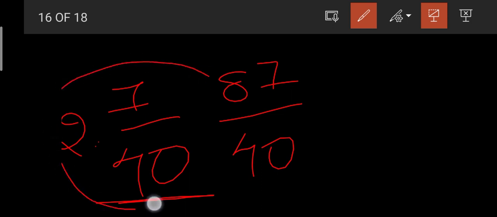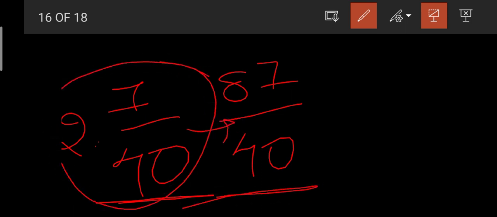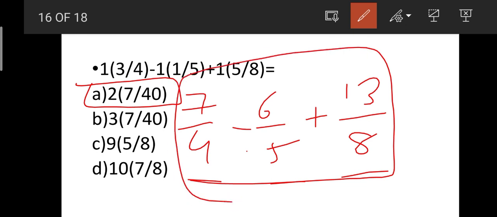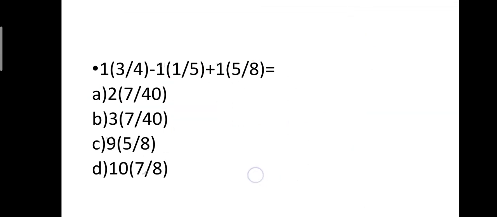If we calculate this, the same resultant 87 by 40 will come. Okay, so now what will be our answer? 2 into 7 by 40. Okay friends, I think you have understood this. This is an LCM taking model. You should also be careful of taking your LCMs. Okay, now we'll move to the next question.